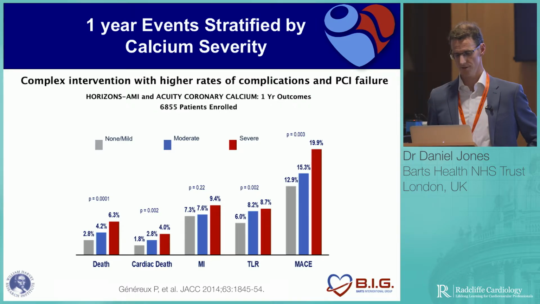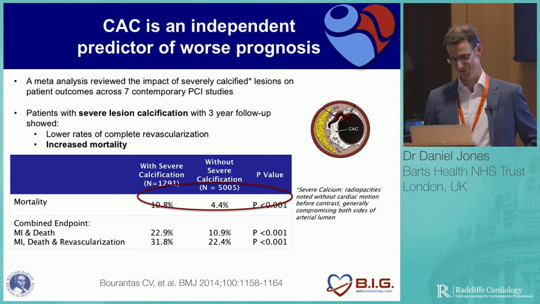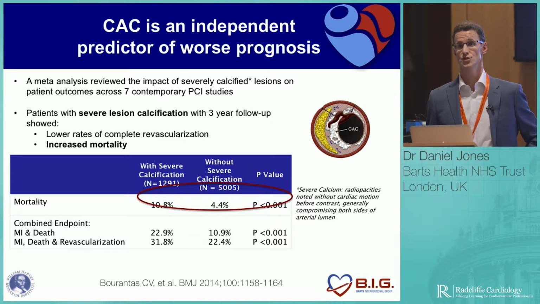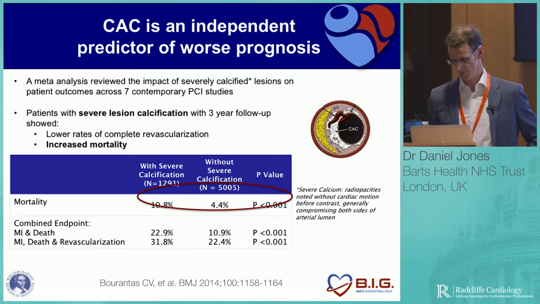And these adverse events are maintained out to a longer period. So this is a pooled patient-level analysis out to 3 years, showing that in 7 randomized controlled trials, pooling the data together, at 3 years significant calcification is associated with high rates of mortality and adverse cardiac events. And this is one of Christos's papers, so for more information, seek him out.